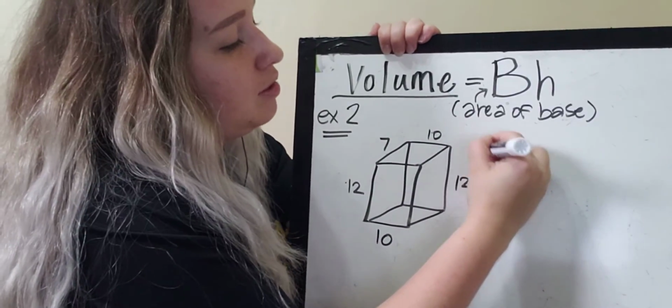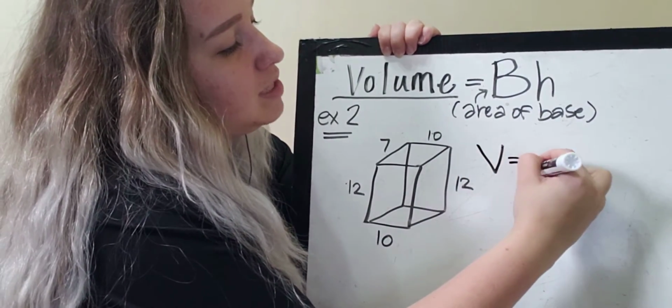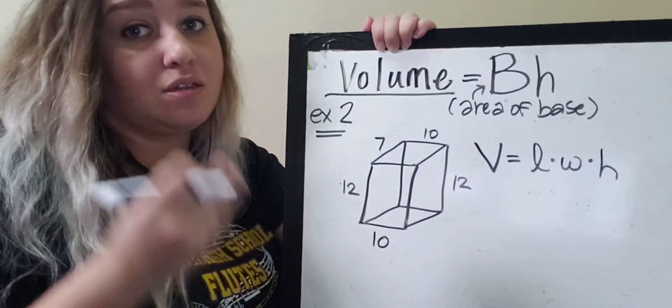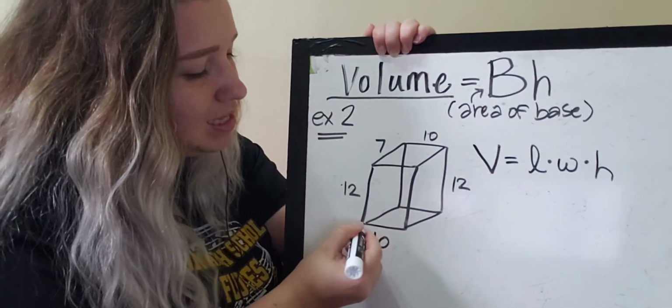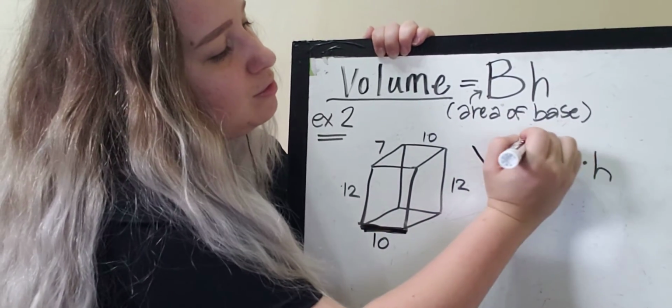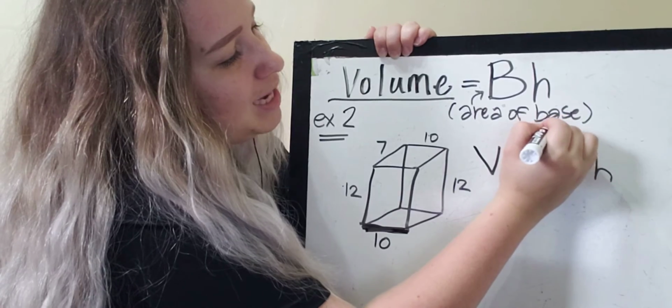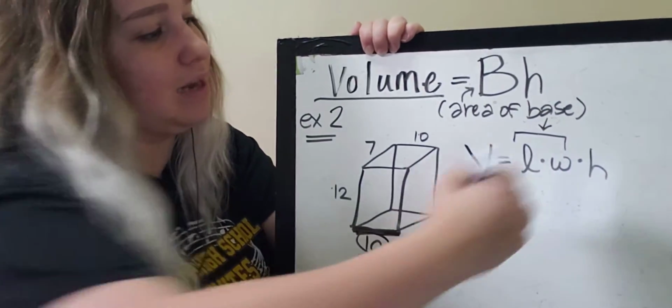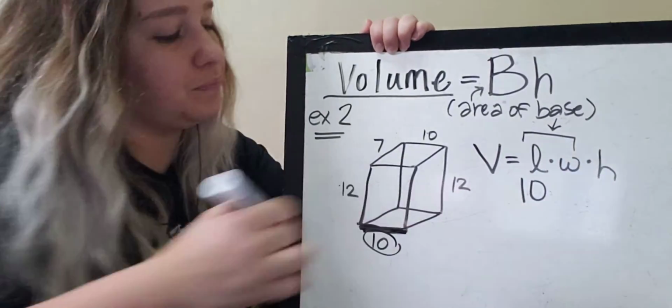Okay, we know that volume of this one was length times width times height. Okay, so we need those 3 things. Length and width come from the base. So remember that these come from the base. All right, so length, here we have a number, 10. So we'll put that in there.